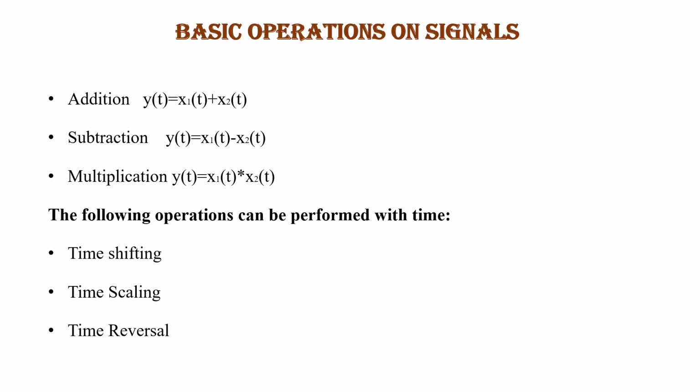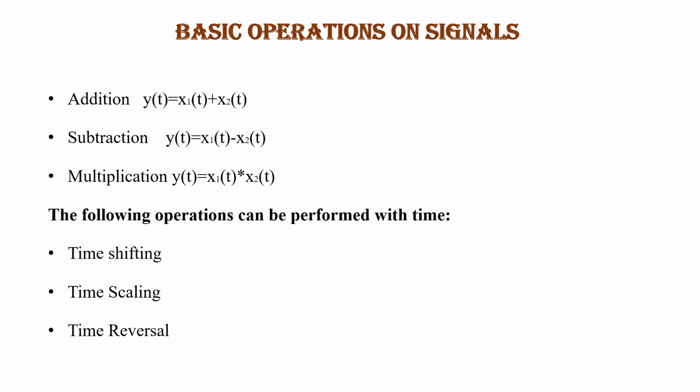Consider two input signals x1 of t and x2 of t. The addition of two signals can be represented as y of t equal to x1 of t plus x2 of t. Here, the amplitudes of the two input signals are added. In subtraction, the amplitude of x2 of t is subtracted from x1 of t. Output is stored in y of t. In multiplication, the amplitudes of x1 of t and x2 of t are multiplied and the result is stored in y of t.